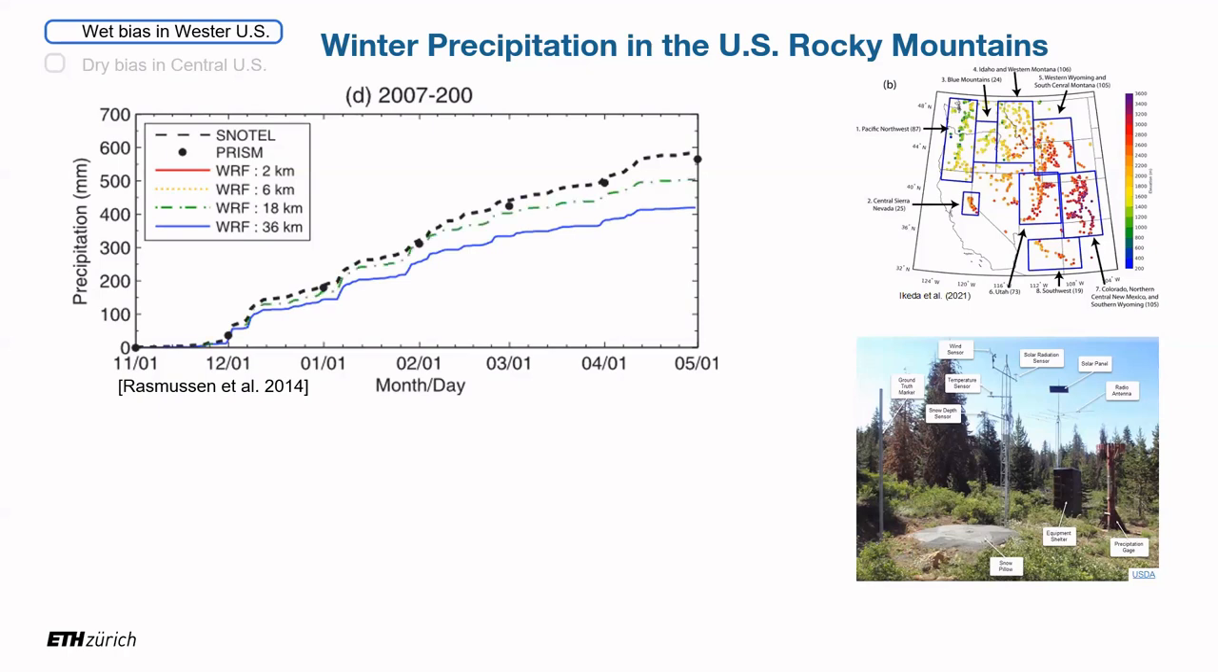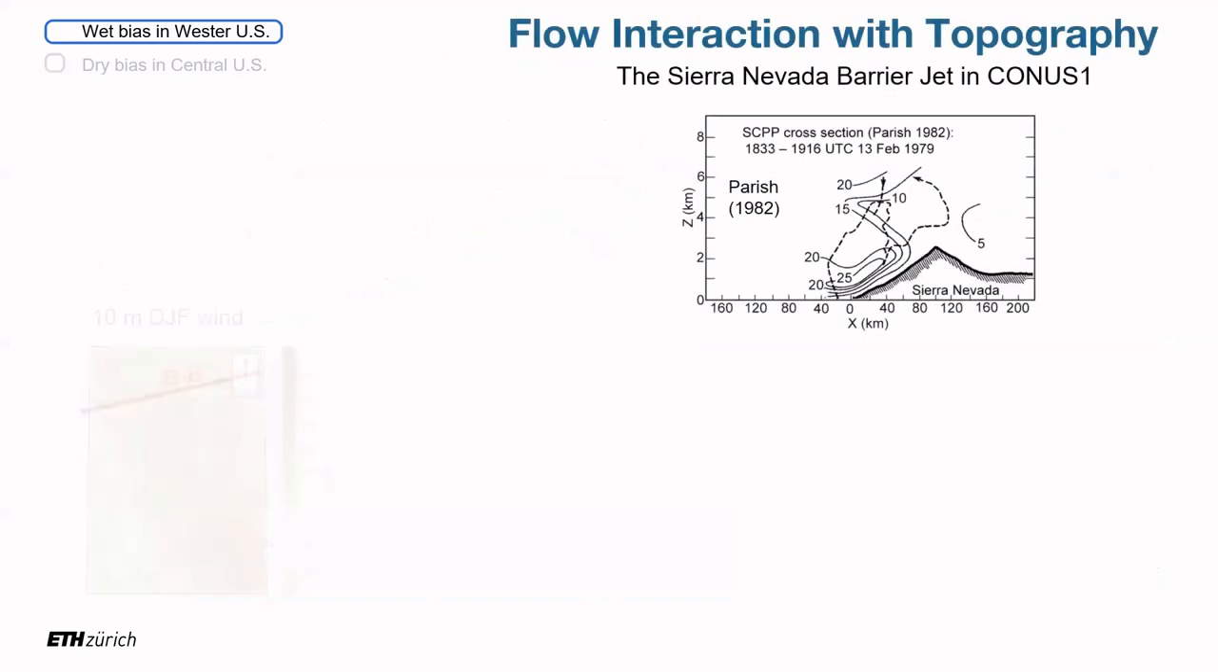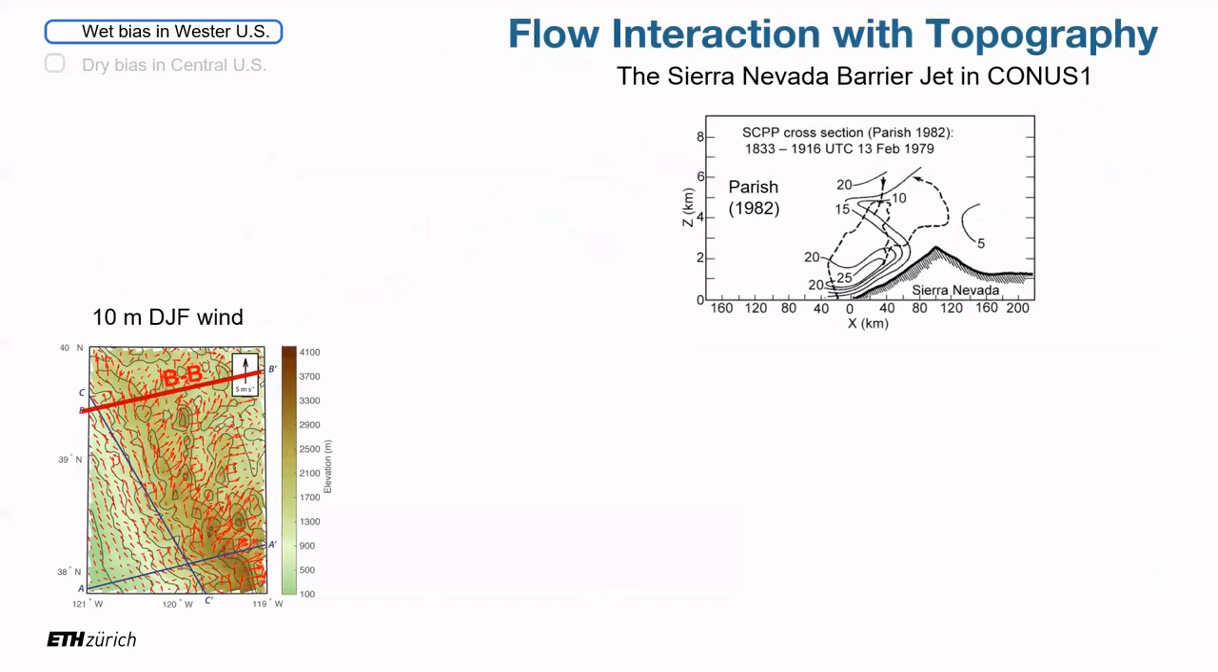If you go to 18 kilometers, you get closer to the observations, but once you are at 6 and 2 kilometers, so this kilometer range, you get very close to what we observe, which is really encouraging because this is really essential for water resource management in the Western US. So high resolution certainly gains a lot of value once you get into topography. And there it's primarily, of course, the interaction between flow and topography.